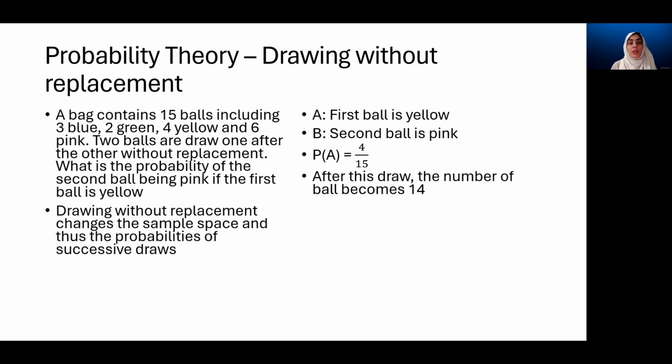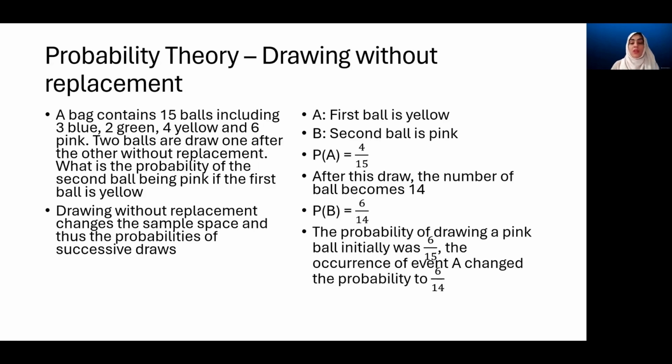But because the total count of the balls is now down to 14, the probability of observing a pink ball on the second draw changes. The probability of drawing a pink ball initially was 6 by 15, when all of the 15 balls were in the bag. But after the first draw, the remaining balls are only 14. So now the probability is 6 by 14. We're going to continue this concept in the next video also. This concept forms the basis of the conditional probability that we're going to study in the next video.